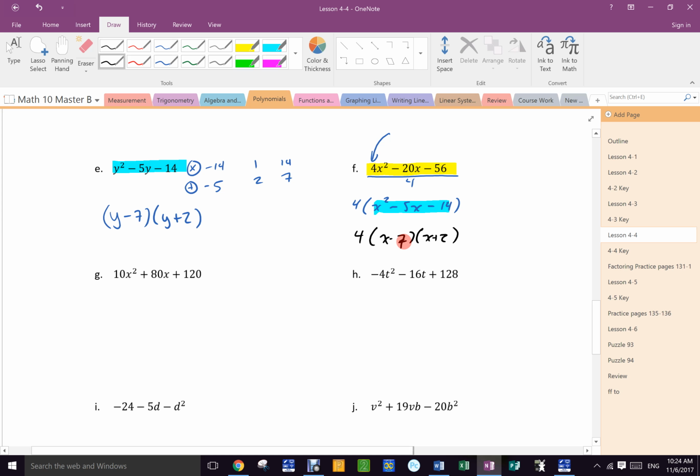Does everybody see how that one works? Soon as we get rid of that first number, we're good to go, yes? So look at G and tell me what you're going to get rid of.